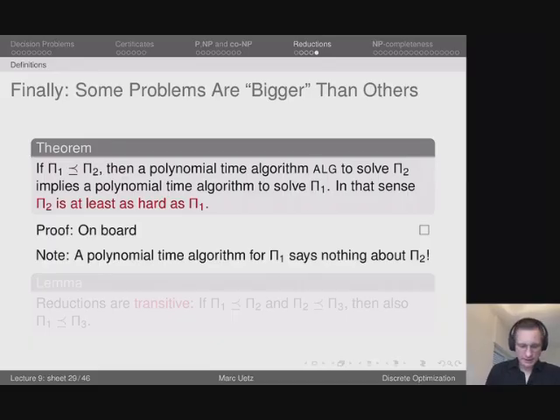So once again, if I have a polynomial time algorithm to solve the more difficult of two problems and there exists this reduction, then we can also solve the less difficult problem. And it's really important to realize that this mapping phi goes from problem 1 to problem 2, but not in the other direction, not necessarily.